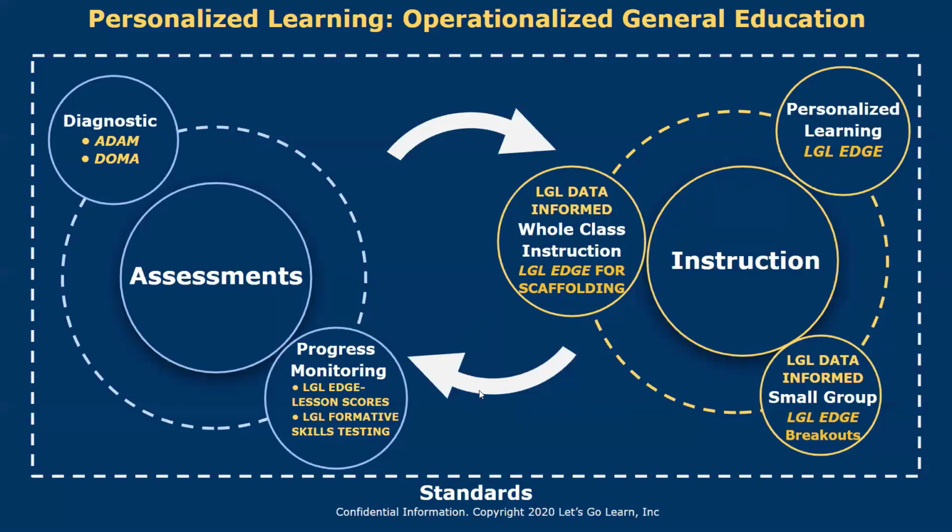After instruction, we definitely want to make sure that you're progress monitoring. So we have our formative skills assessments to allow you to assess just particular things that you've recently taught. But you also can progress monitor looking at the students' EDGE lesson scores to see how they're doing in particular areas. As you progress monitor, you're going to use that information to inform your next set of instruction.